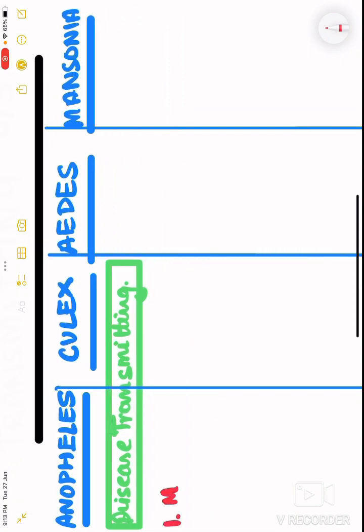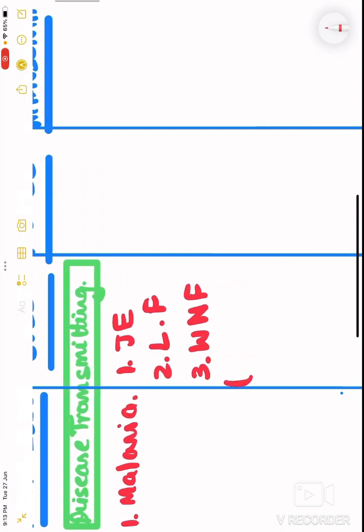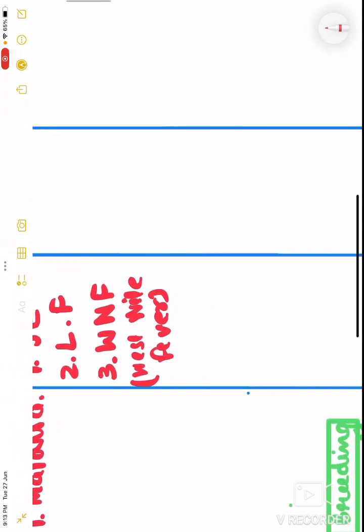Of course everyone knows female Anopheles mosquito transmits malaria, right? Now coming to Culex mosquito. Culex mosquito transmits Japanese encephalitis, lymphatic filariasis, West Nile fever. WNF stands for West Nile fever, right? LF stands for lymphatic filariasis, right?